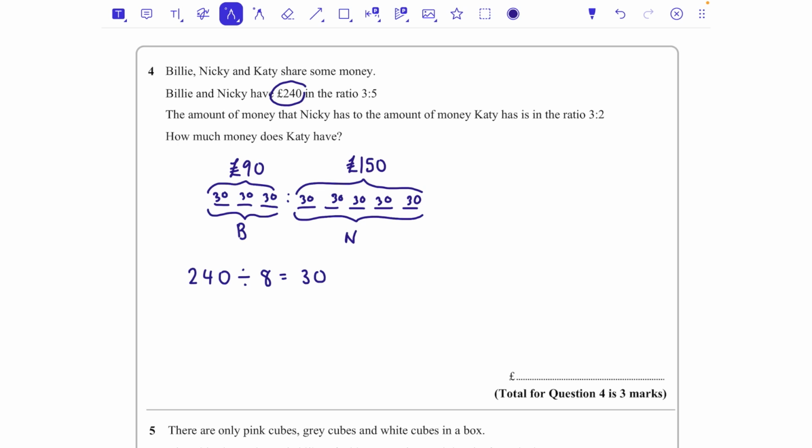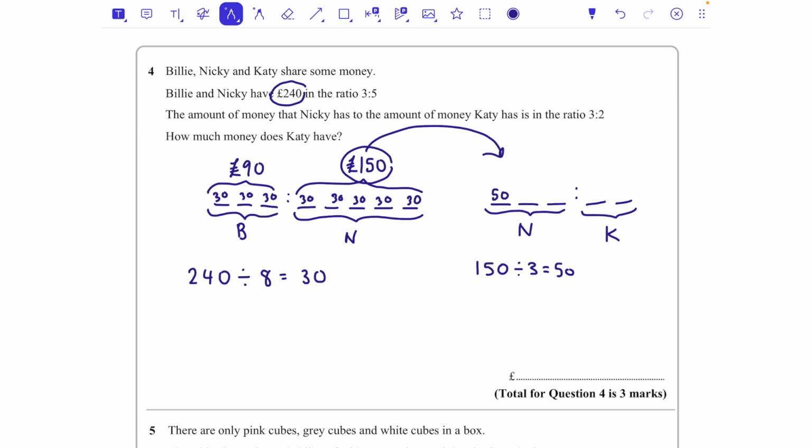So then it says the amount of money that Nikki has to the amount of money that Katie has is in the ratio 3 to 2. Okay, so now these 3 piles are where Nikki's money is, and these 2 piles are for Katie. Now, we already know that Nikki has £150. So now if I had to share it over 3 piles instead, I'm going to take that 150 and share it equally over 3 piles, which is 50. So I've then got £50 here, £50 here, and £50 here.